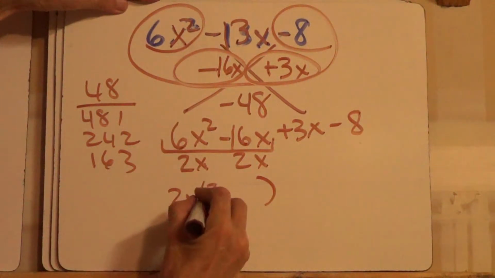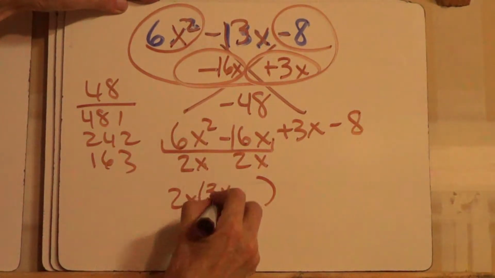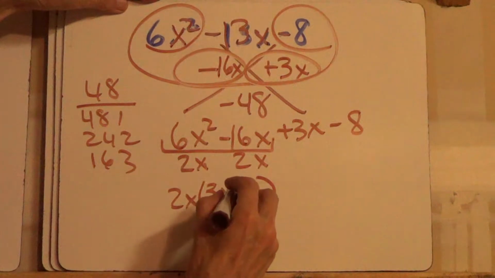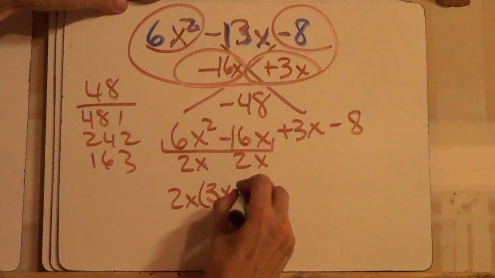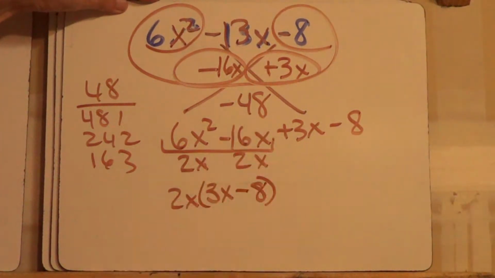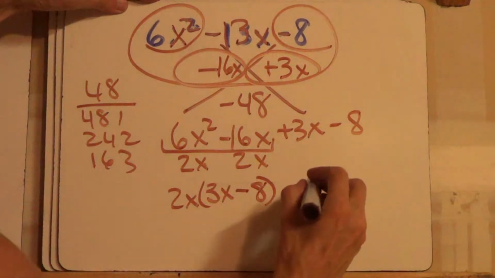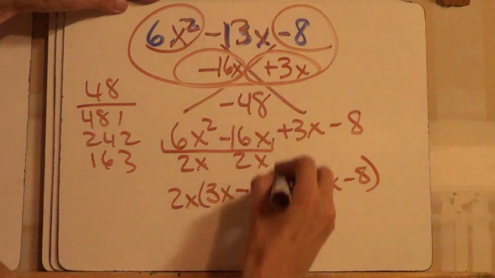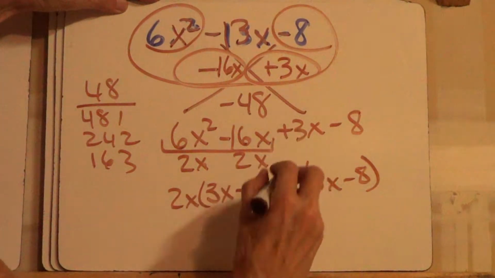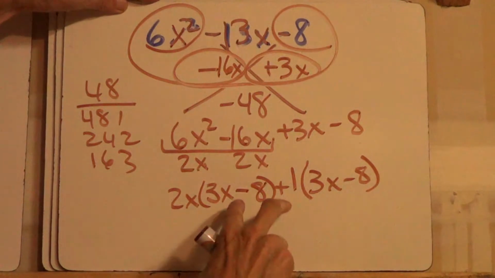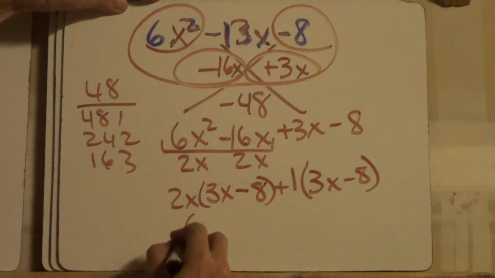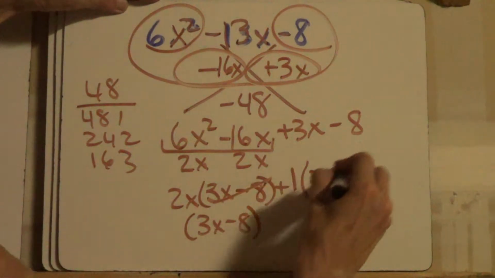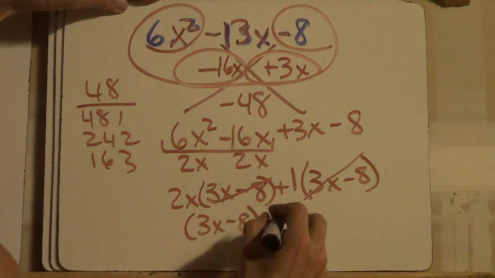2 would go into 6 3 times. x into x squared, 1x. 2 goes into 16, negative 8, the x's cancel. Now we copy paste 3x minus 8, drop this sign, what times 3x is 3x? 1. Now we take these two out, 3x minus 8, factor those out, we have 2x plus 1 left.